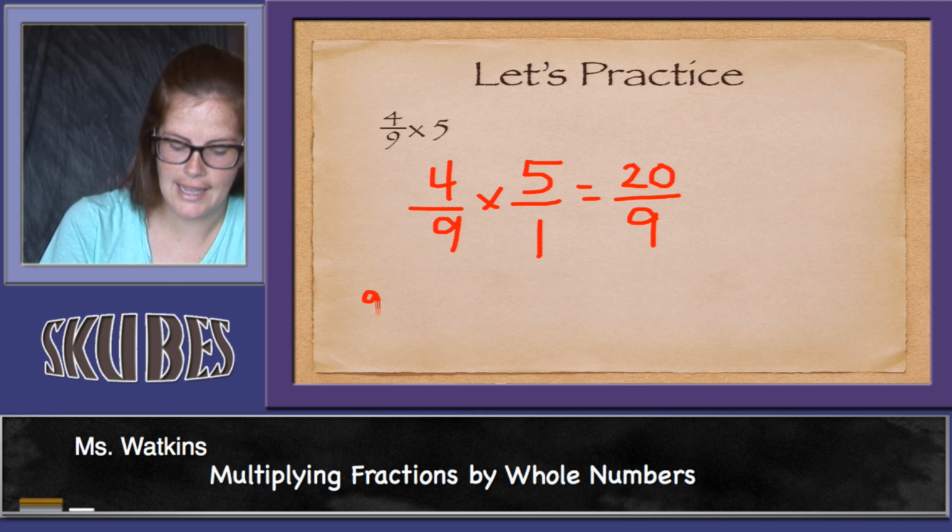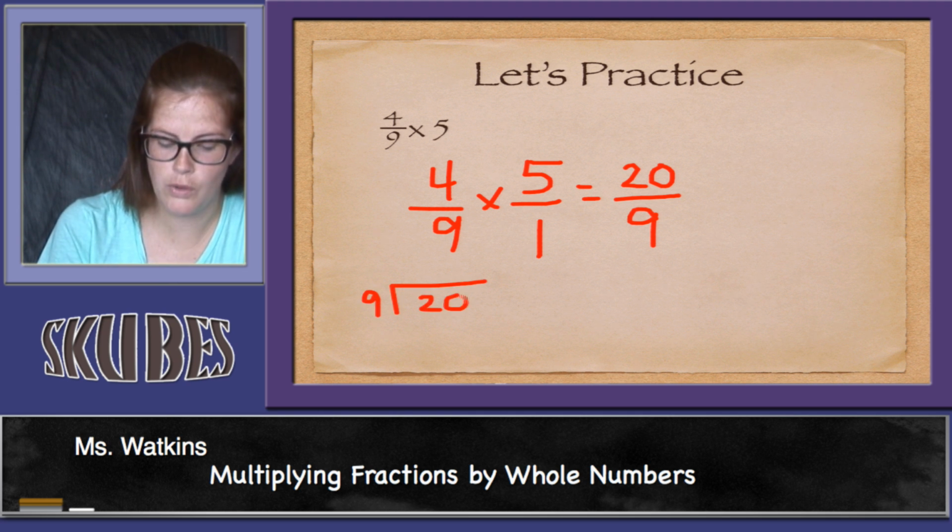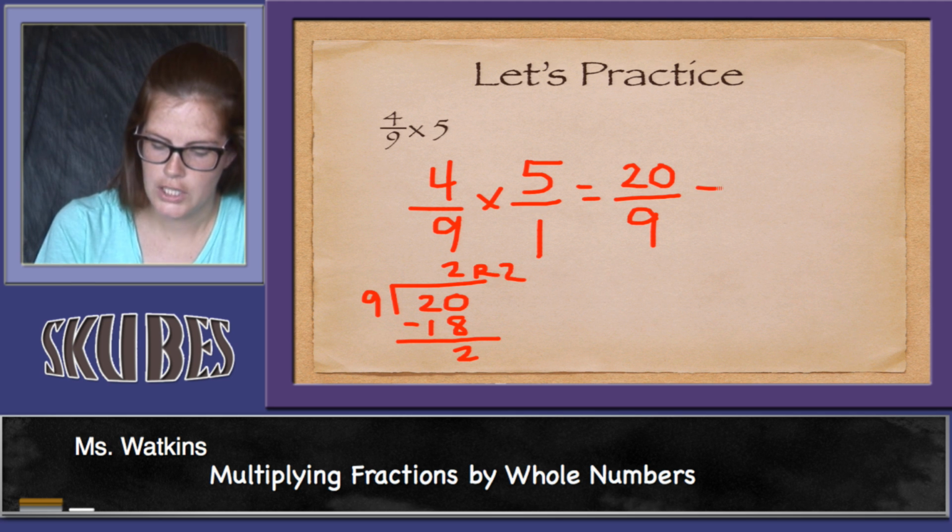Now let's rewrite this as a mixed number. 9 will go into 20 2 times. 2 times 9 equals 18. 20 minus 18 equals 2. So it could also be written as 2 2/9.